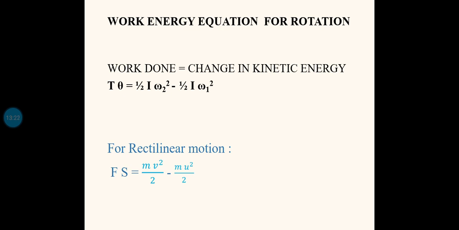Now, work energy equation for rotation. We have seen the work energy equation in the case of the rectilinear motion. Here also the same thing is applicable. There the work energy equation was F into S, the product of force into displacement, is the change in kinetic energy, that is mv square by 2 minus mu square by 2, where v is the final velocity and u is the initial velocity.